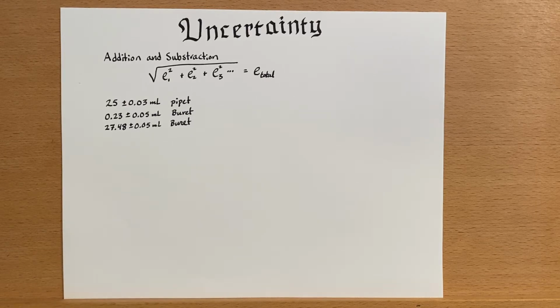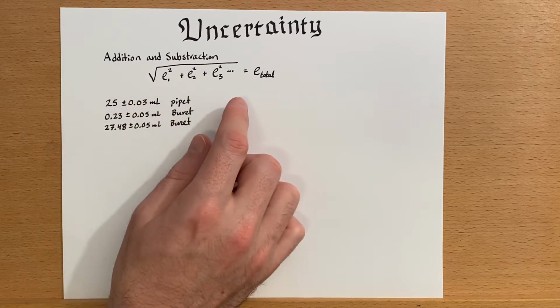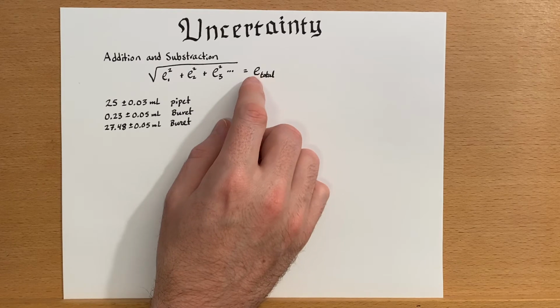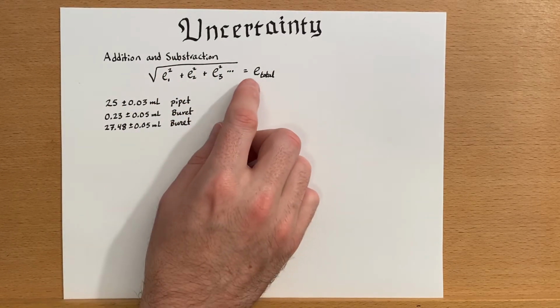Continuing the discussion on uncertainty, let's propagate the error through an addition-subtraction example. So, here is the formula for propagating the error or the uncertainty. Sometimes I use those interchangeably, even though I should use uncertainty instead.